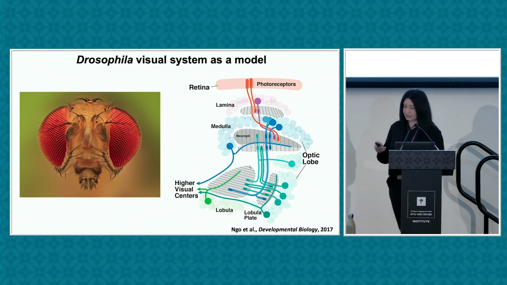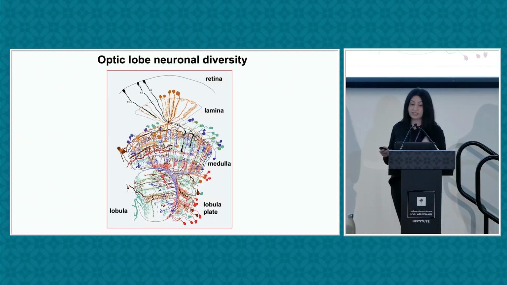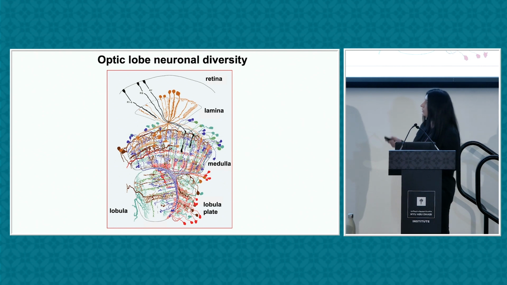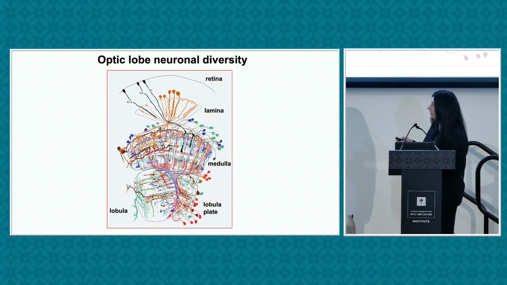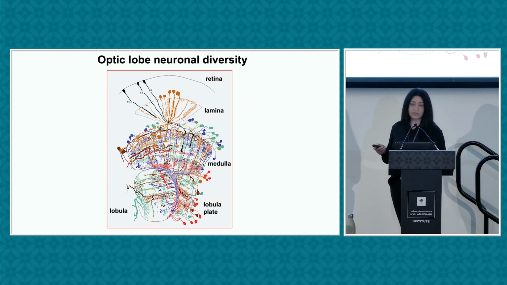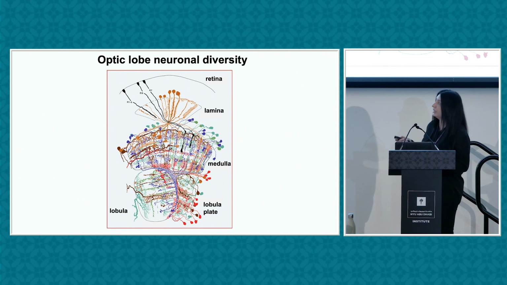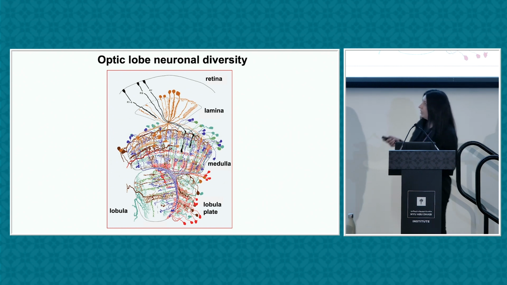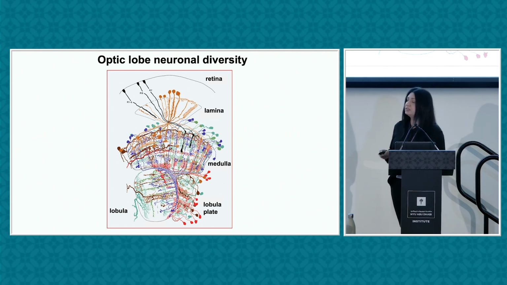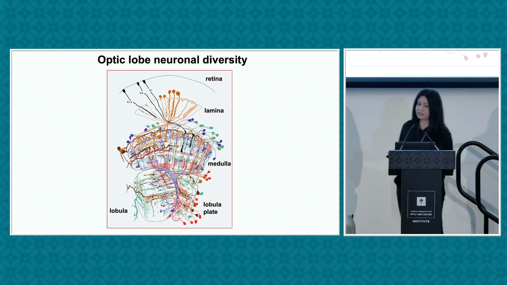Despite its small size, the optic lobe of the fruit fly is very complex and contains a large diversity of almost 200 subtypes of neurons that have different morphological and functional characteristics. A lot of work and effort has been put forth to try to understand how we generate this diversity of neurons in the optic lobes of the fruit fly.